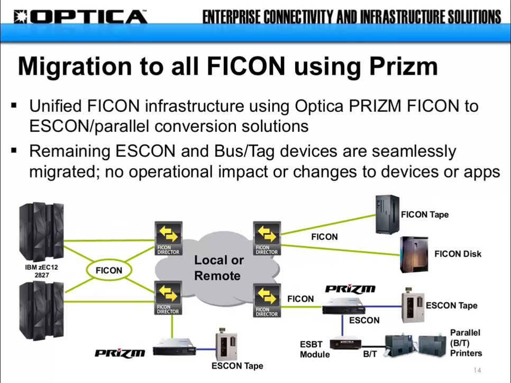By contrast, this view is after Prism is implemented. As an example, you've migrated forward to the new EC12 mainframe platform, which does not support ESCON. This is a view of what your consolidated infrastructure will look like.